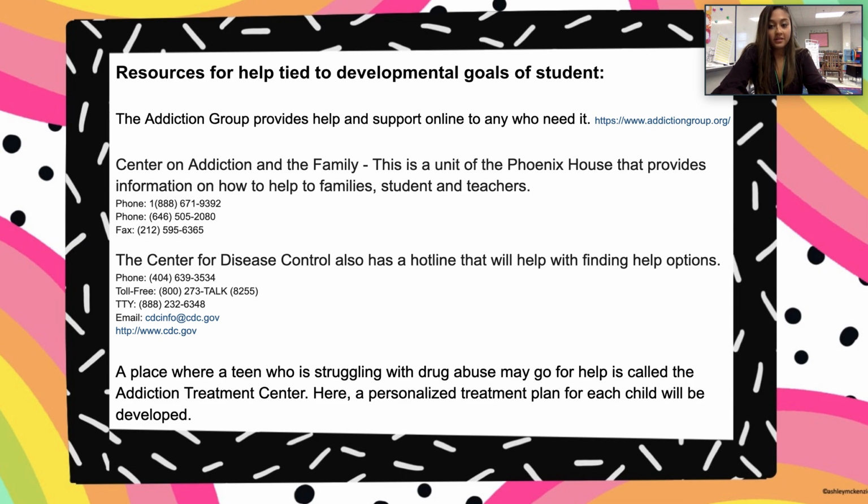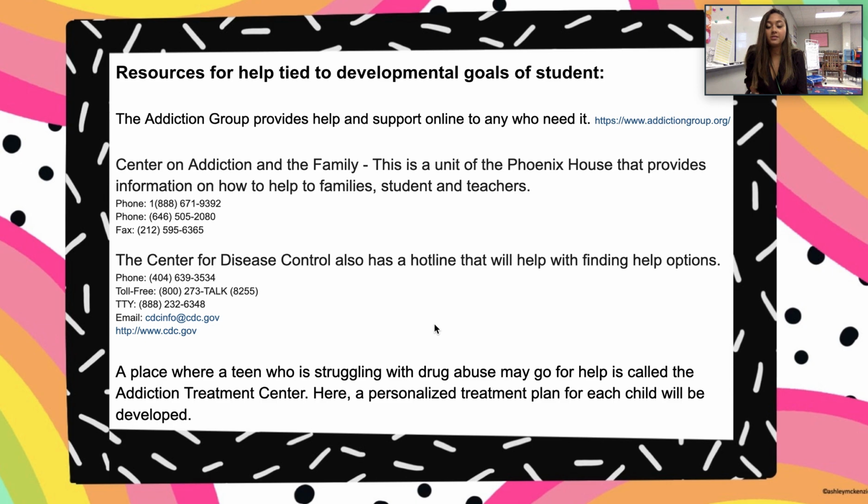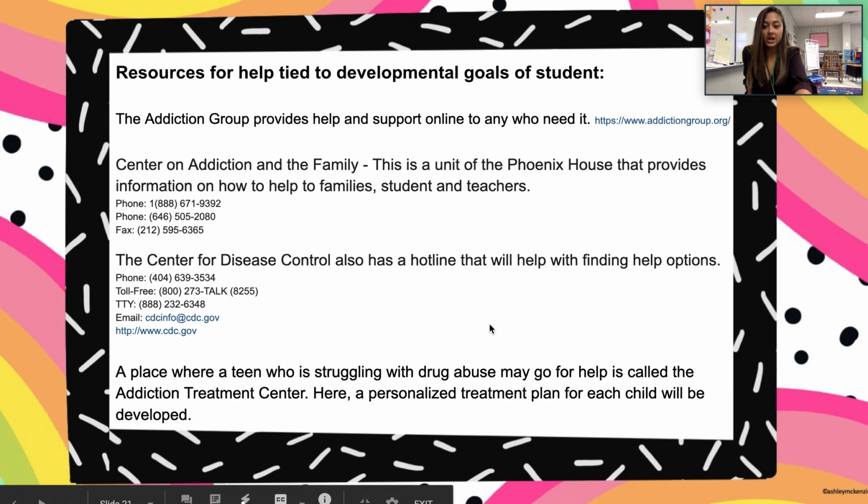The Center for Disease Control, of course, has tons of info. They have a toll-free phone number you can call at any time. Website right here and their emails right here. They make it super easy to reach out, which to me just shows that they really want to help. So they can also call the Addiction Treatment Center, and that is where a personalized treatment plan will be made for each child.